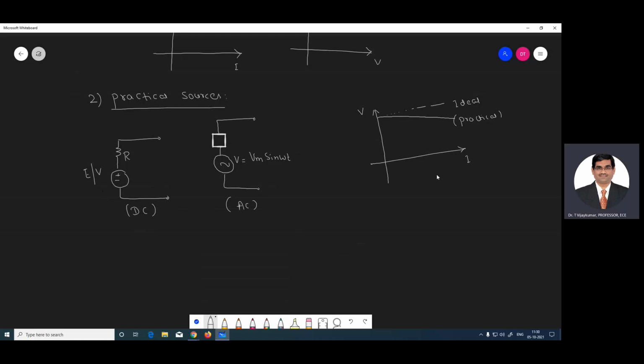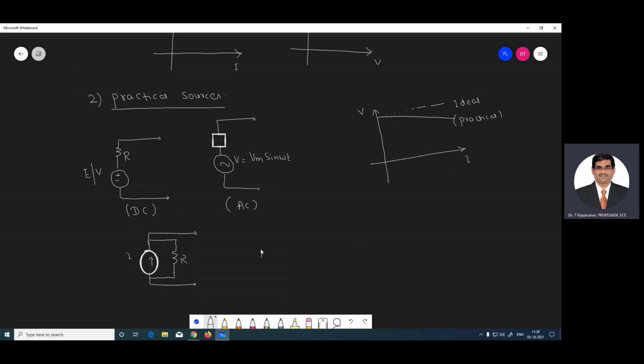Similarly, what is the practical current source? For the practical current source, we can represent a circuit like this. This is the current source. For the current source, the resistance will be in parallel with the current source. That means you can represent it like this. This is our resistance R and this current is I. This is for the DC circuits.